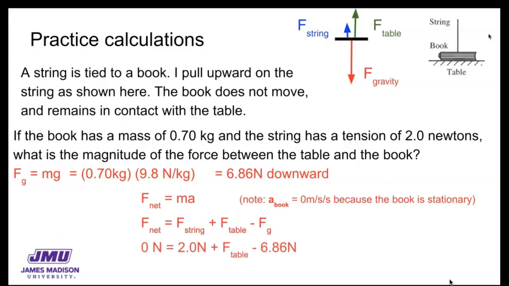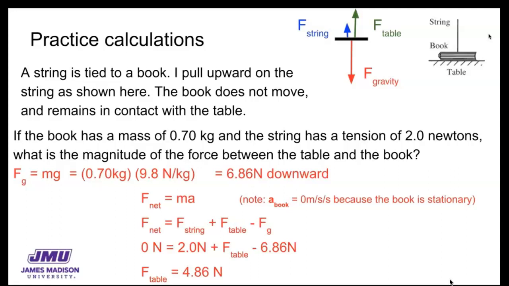The string is pulling up with 2 newtons, they told me in the problem. The force of the table, I don't know how much it is, but I know it's plus because it's pointed up. And the force of gravity is negative because it's pointed down. That's where the negative comes from, is I know it's pointed in the negative y direction. So all I have to do now is solve for force of the table. That's pretty straightforward. It's 4.86 newtons. That's the force of the table on the book. That's not too bad, right?